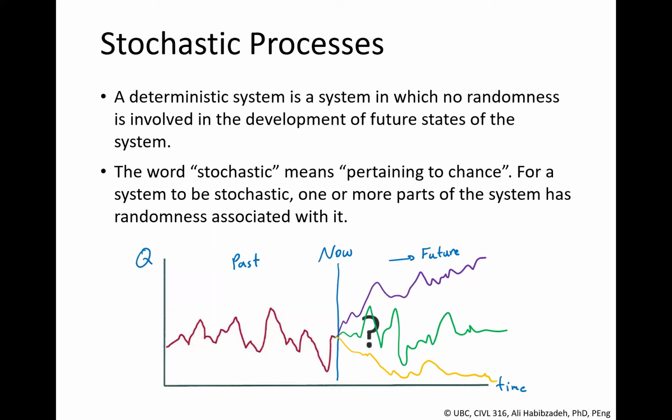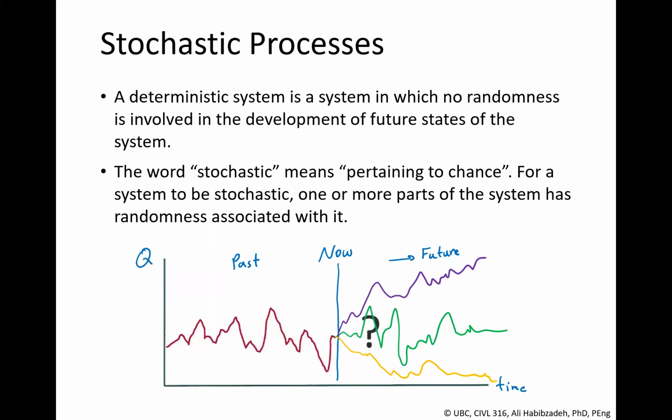This is why we say hydrology is a stochastic process. In a deterministic system, which is the opposite of stochastic, there's no randomness. You have given inputs and they always give you the same output, kind of straightforward. Stochastic means, yeah, it pertains to chance, but it really means that there are parts of the system, it could be one or more, that have some randomness associated with them. And because of that, forecasting what's going to happen in future is not super clear.